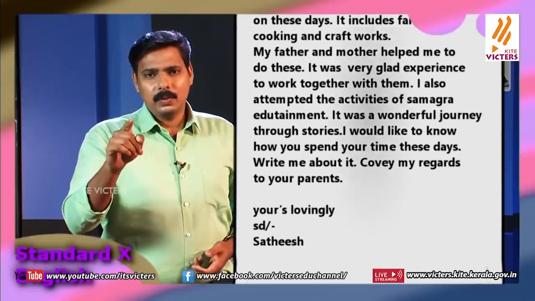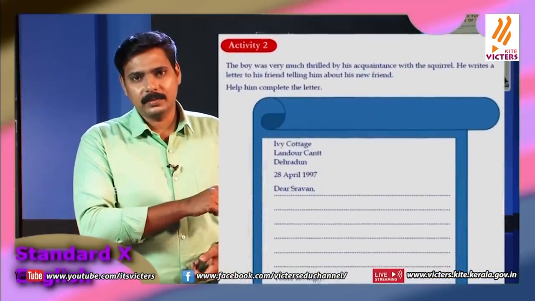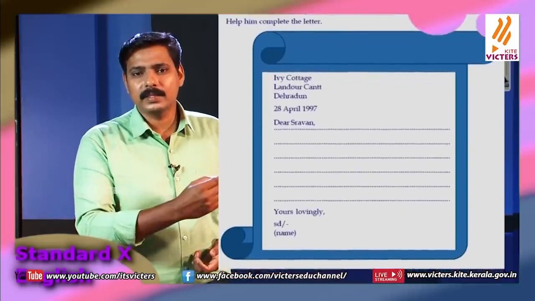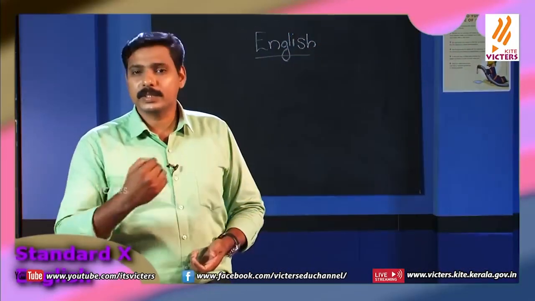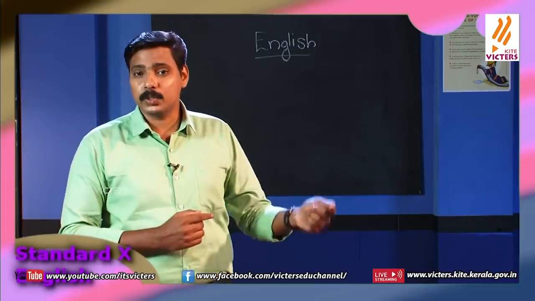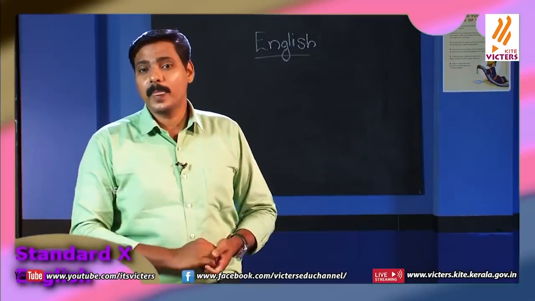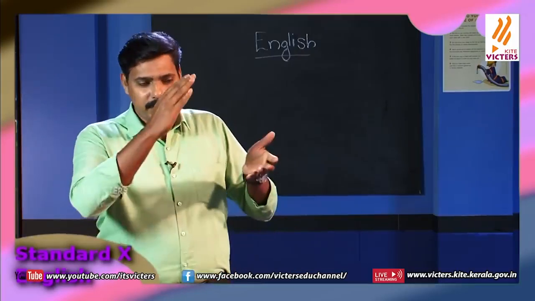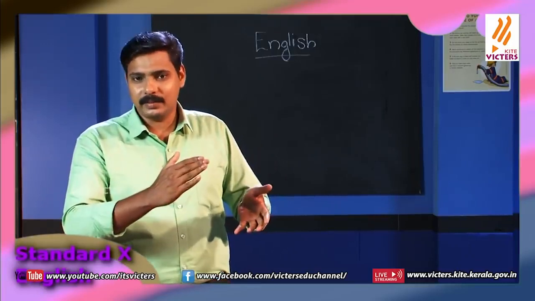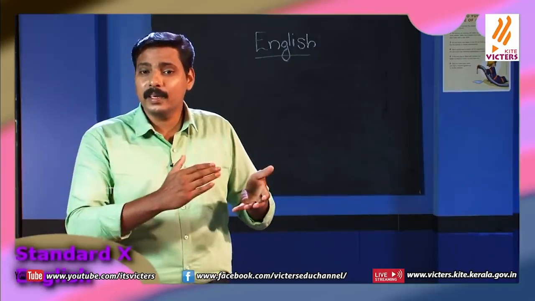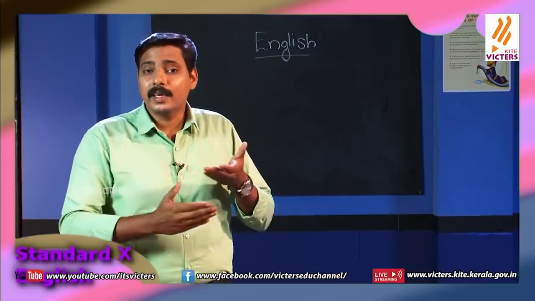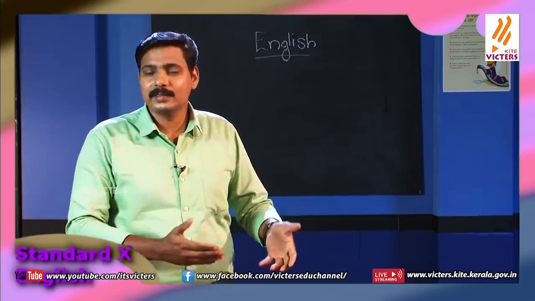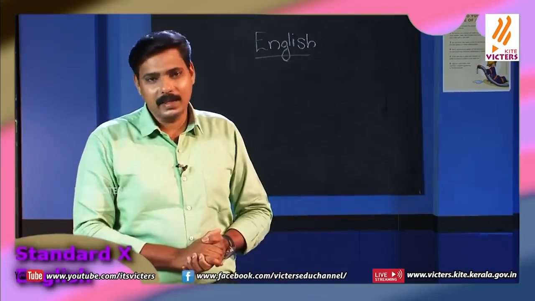So, look at this. Here is an activity. This is in your textbook. Have you seen it? Complete this letter. Complete the letter to Shravan. Who is writing? The boy in the story. Now, imagine you are the boy. Complete the story. What all things you can include in it? Yes, the beautiful narration of the nature. Then the friendship with the squirrel and the enquiries about his friend and his family. Conveying the regards, you can end the letter.